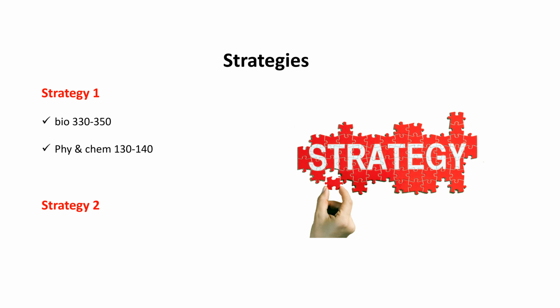Now, those who are good in physics and chemistry and find bio difficult should target a score of about 280 to 300 in bio, and in physics and chemistry try to jump to the 150 to 160 range. So either one of the strategies could be applied for you, but it is totally individual dependent. It totally depends upon your strengths and weaknesses.